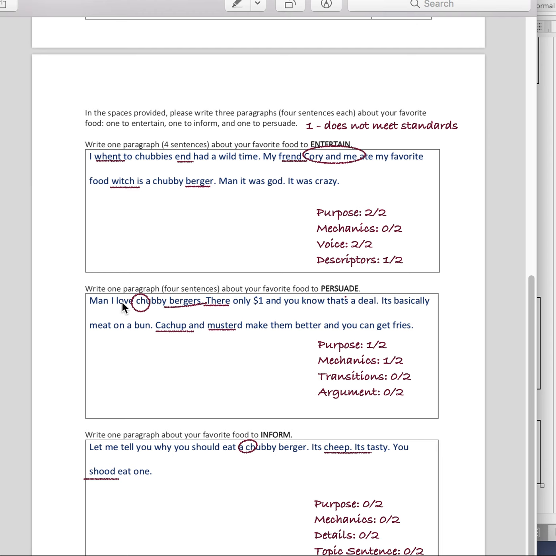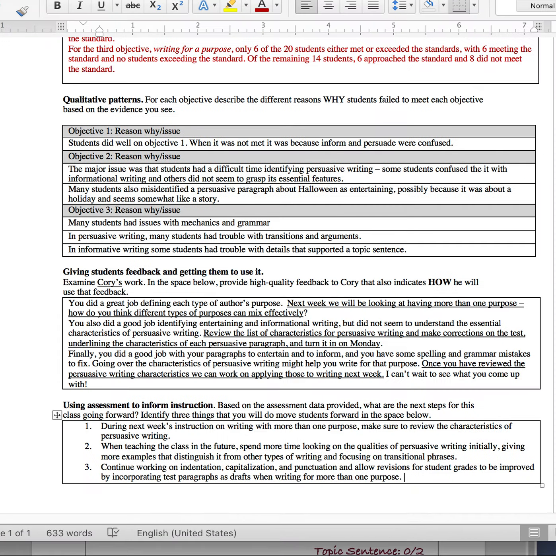And so I would definitely talk in more detail about what a persuasive paragraph would involve and try to get them to merge. And that way I would hit home on those principles a bit more.